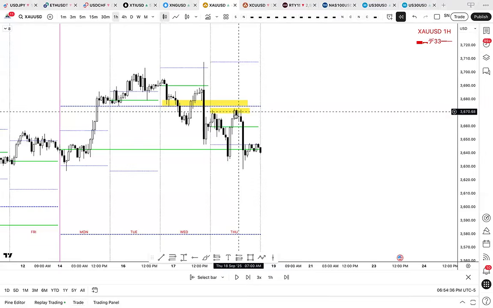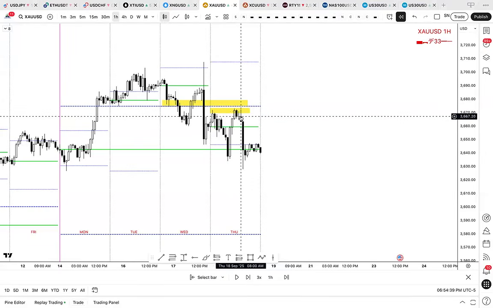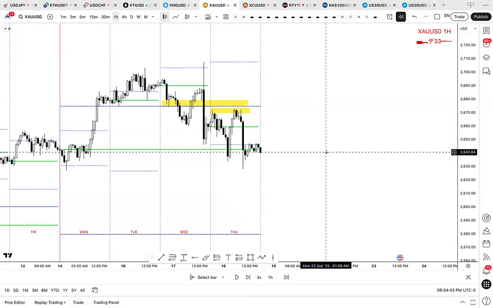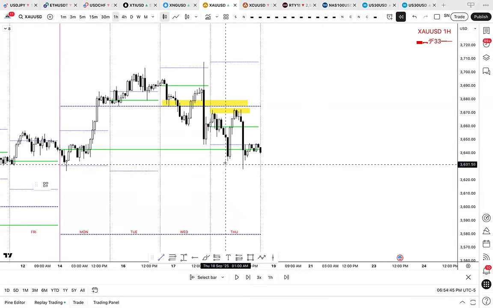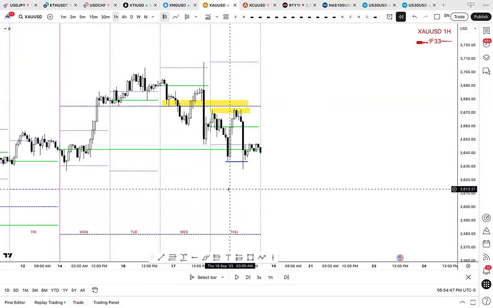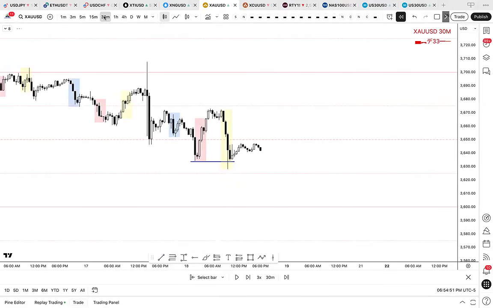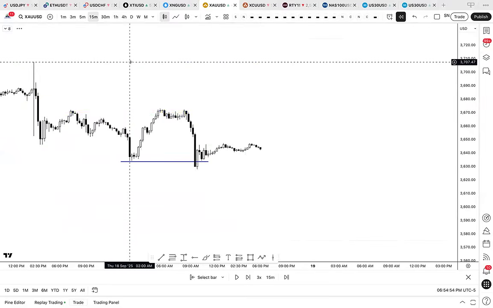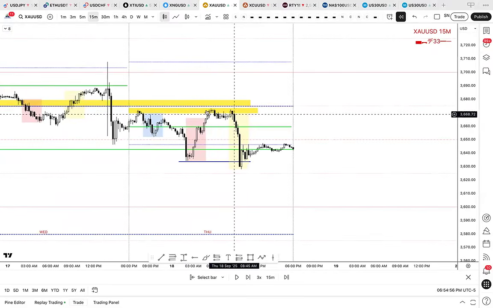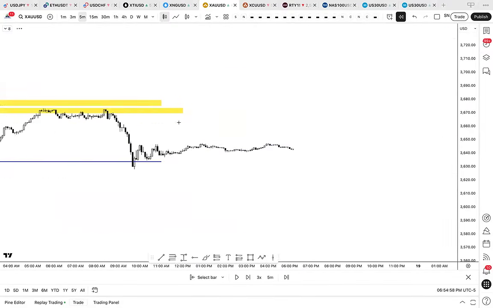They get there, we get wick rejections. Look at this pin hammer on the 1 hour chart. The time frame doesn't matter. You can trade the 1 hour, the 30-minute, 15-minute. 30-minute engulfment, double top, 15-minute double top. We're in the zone, 5-minute.